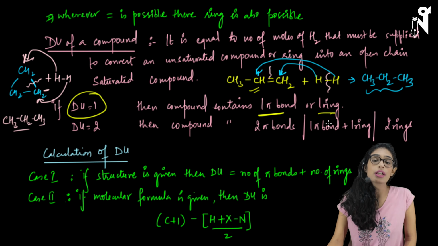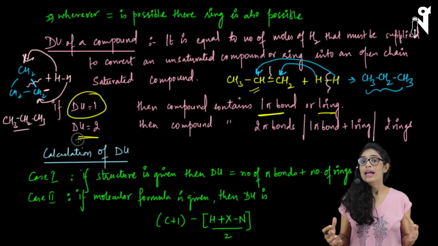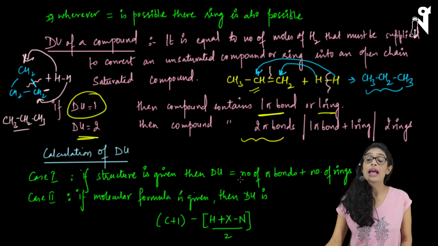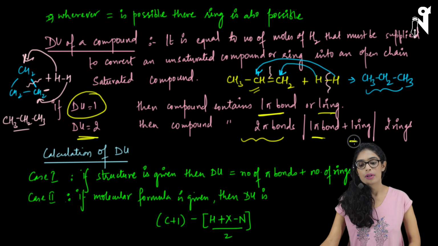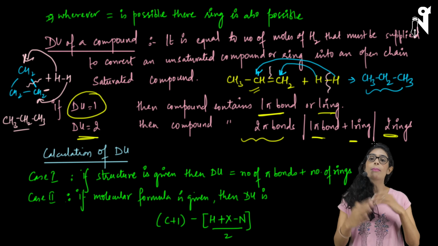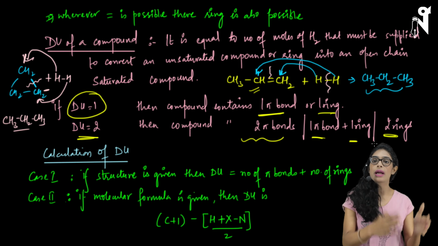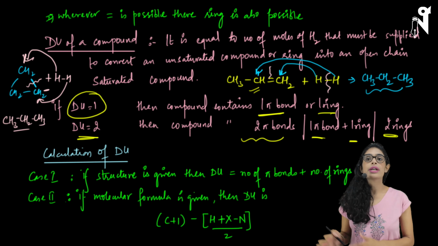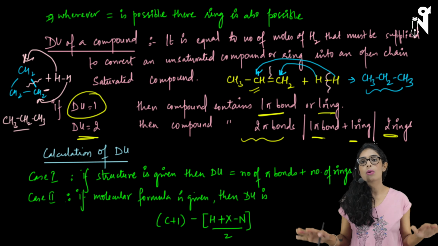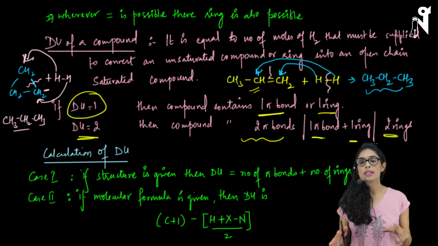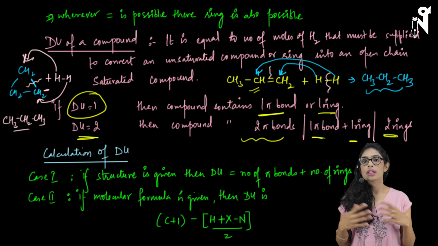Now, if I say that the degree of unsaturation of a compound is 2, that means it can have two pi bonds or two double bonds, or it can have one pi bond and one ring, or it can have two rings. Any combination can be there in the compound. It can be two pi bonds, one pi bond and one ring, or two rings. Any combination we can have if the compound has a degree of unsaturation of 2. So this is how we figure out the degree of unsaturation.